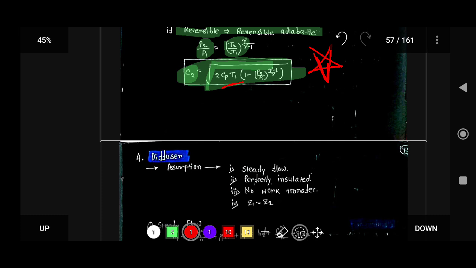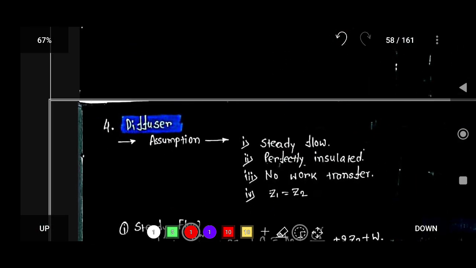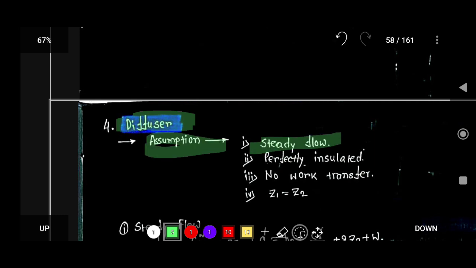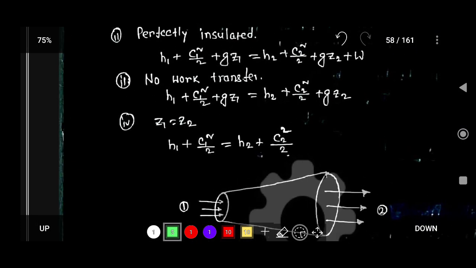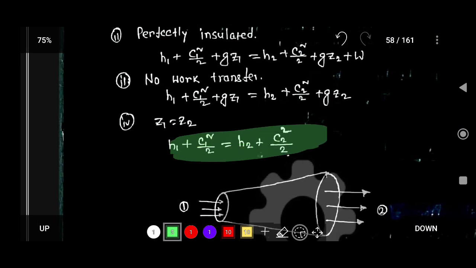Okay, now focus on the diffuser. If it is a diffuser, that means there is some assumption: steady flow, perfectly insulated, no work transfer, and Z1 is equal to Z2. From here you can get this formula: H1 plus C1 square by 2 is equal to H2 plus C2 square by 2.